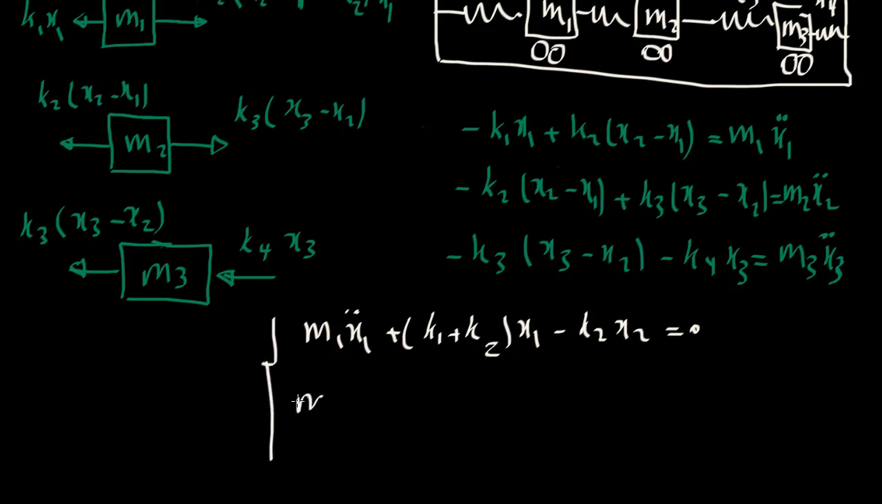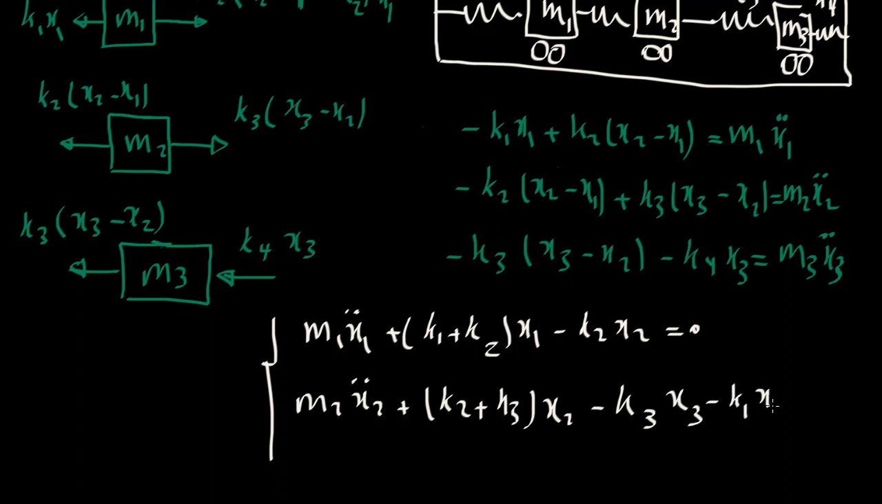Over here we get m2 x2 double dot plus (k2 plus k3) x2, bringing these terms to the other side, minus k3 x3 minus k1 x1 is equal to 0.